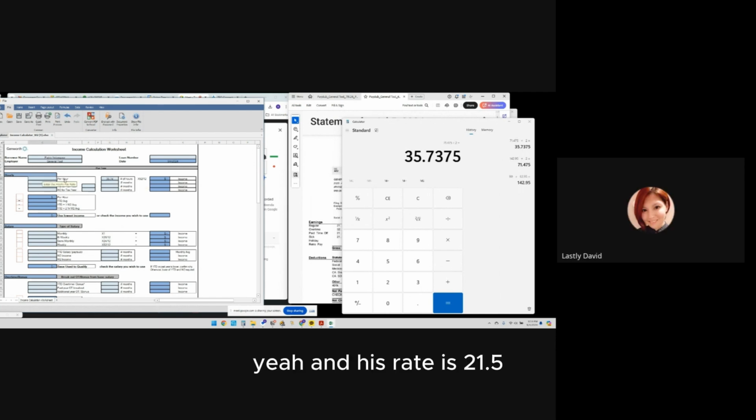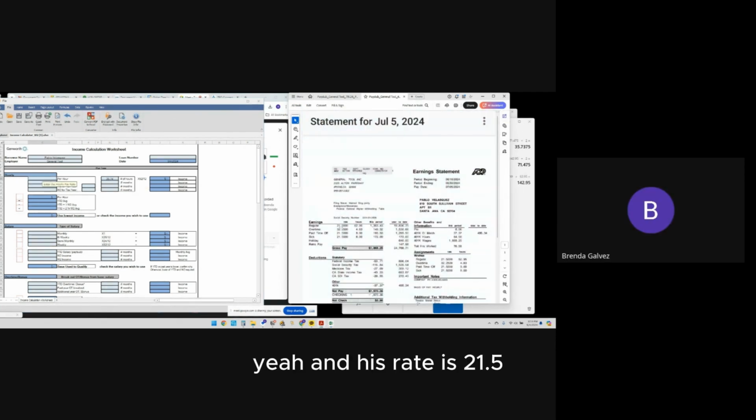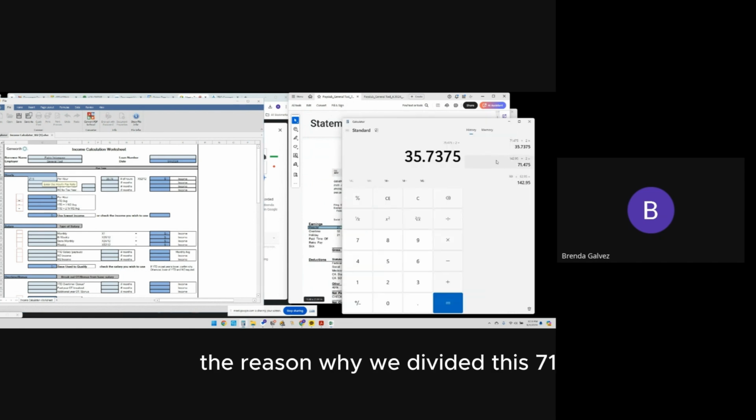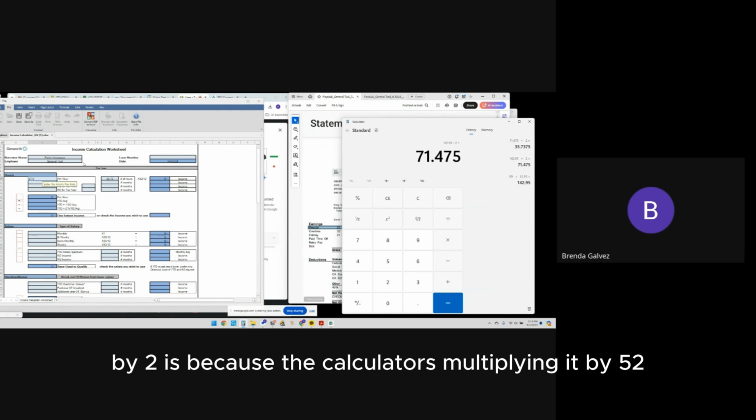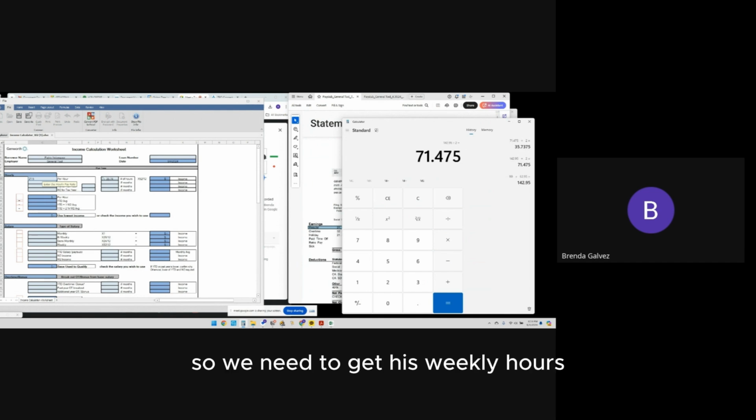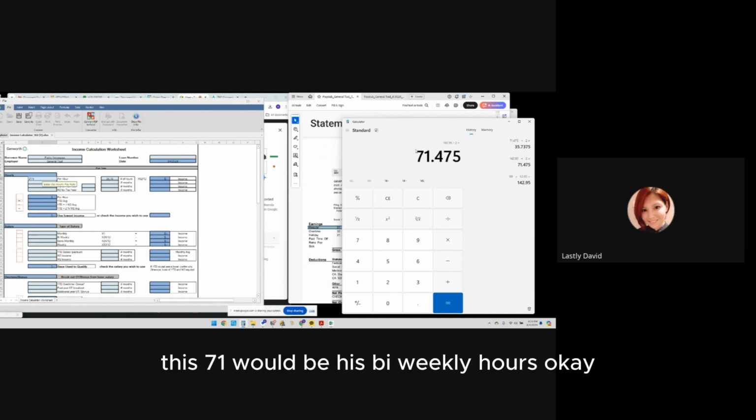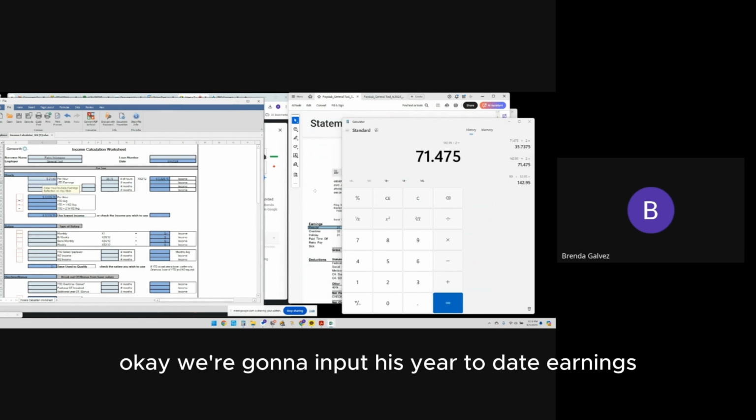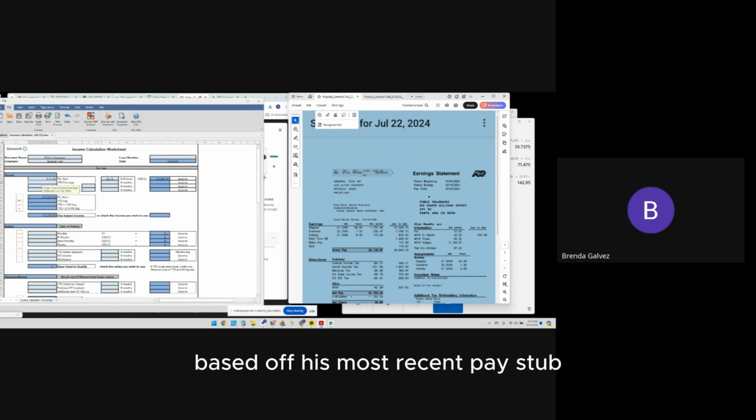Okay. Yeah. And his rate is 21.5. So we're going to put 21.5. The reason why we divided this 71 by 2 is because the calculator is multiplying it by 52. So we need to get his weekly hours. This 71 would be his biweekly hours. Okay. We're going to input his year-to-date earnings based off his most recent pay stub.